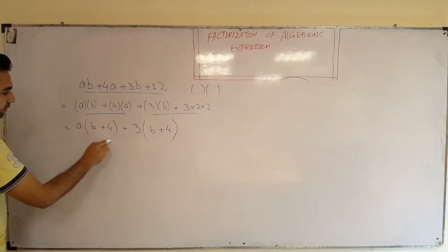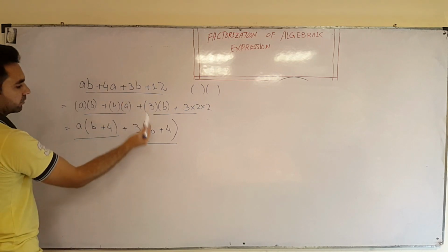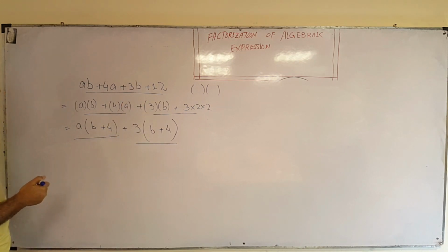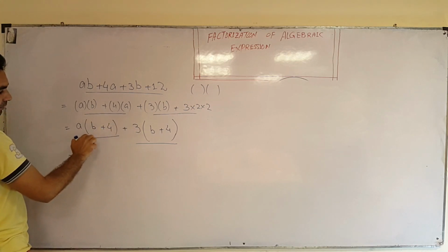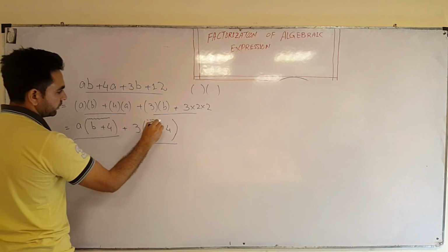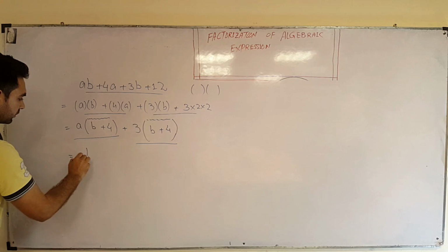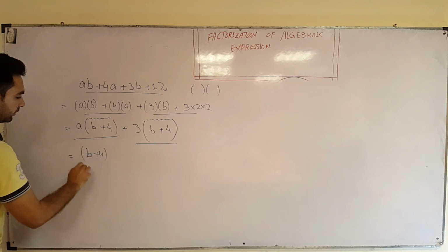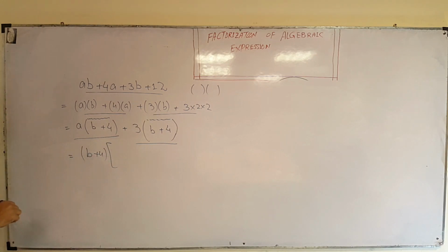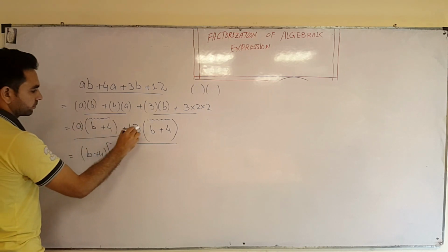Now you can see you have again 2 terms. So there were 4 terms, we made 2 terms out of it, and now we can see that in these 2 terms, this term and this term, they are both the same. So we can take this term out.